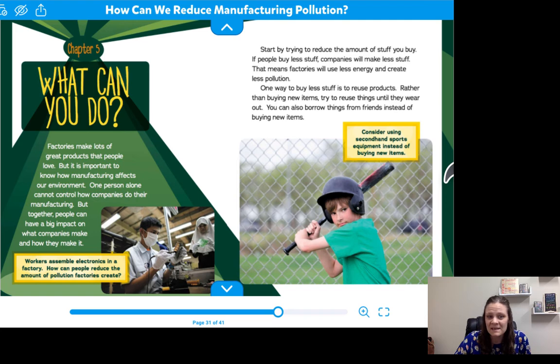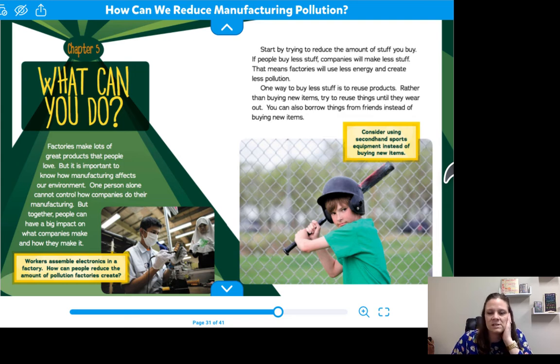I hope you said something like factories are a good thing, but it is important to know how they can harm the environment and to work to prevent it. That's what this author is wanting us to do, and now they're about to tell us how to do it. Workers assemble electronics in a factory. How can people reduce the amount of pollution factories create?